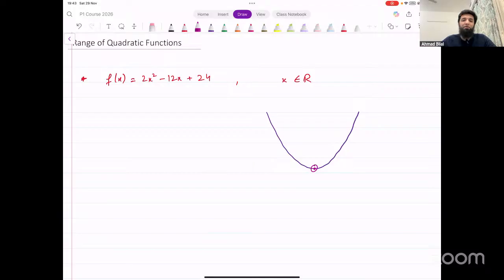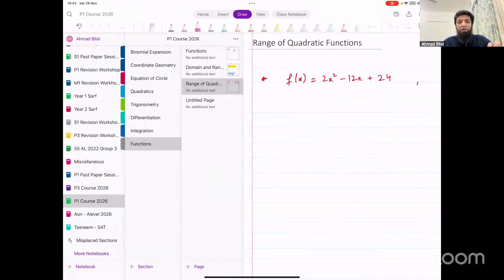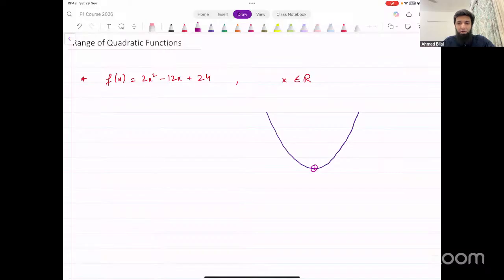Find the turning point of this function and see what that turns out to be. How do you find the turning point of quadratic functions? We've done multiple methods for this: minus b over 2a, completing the square, differentiation, right? Any of those methods could work here. Or you could just find it directly from the calculator as well, like we've seen before.